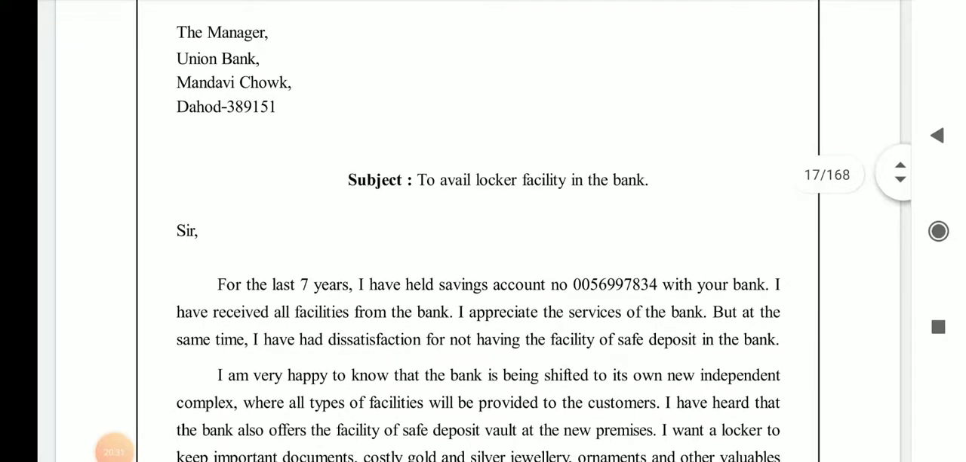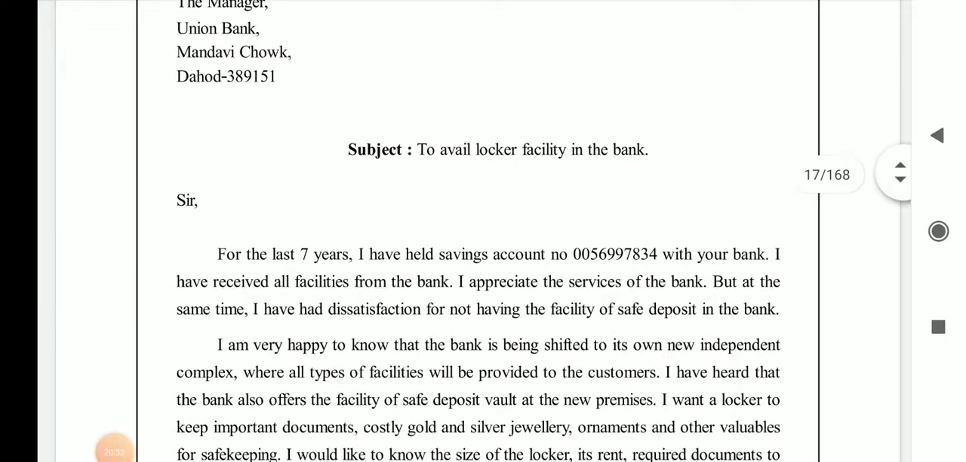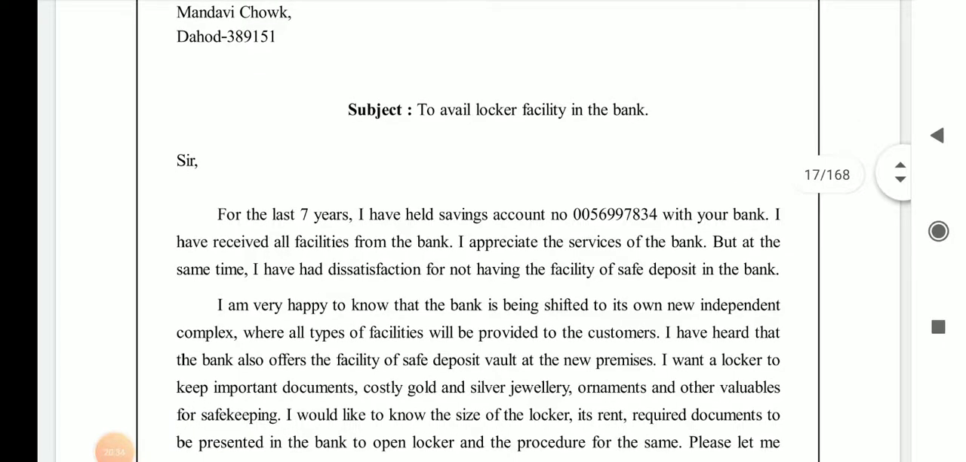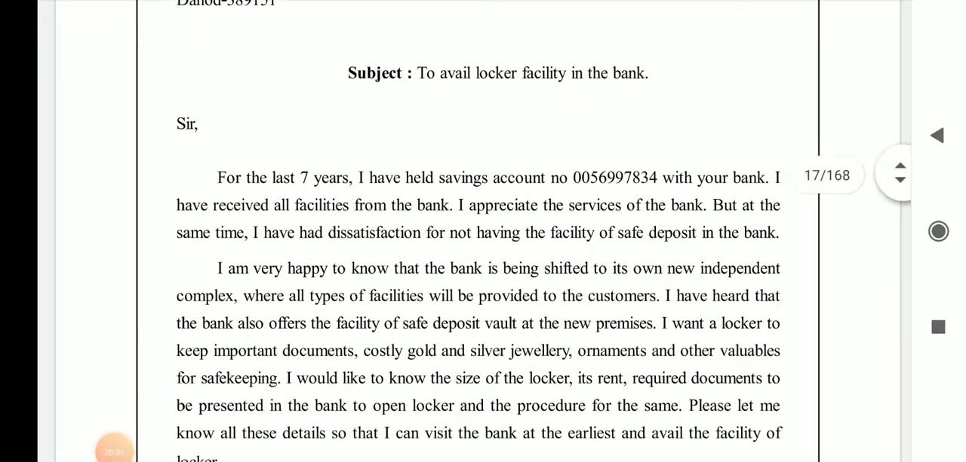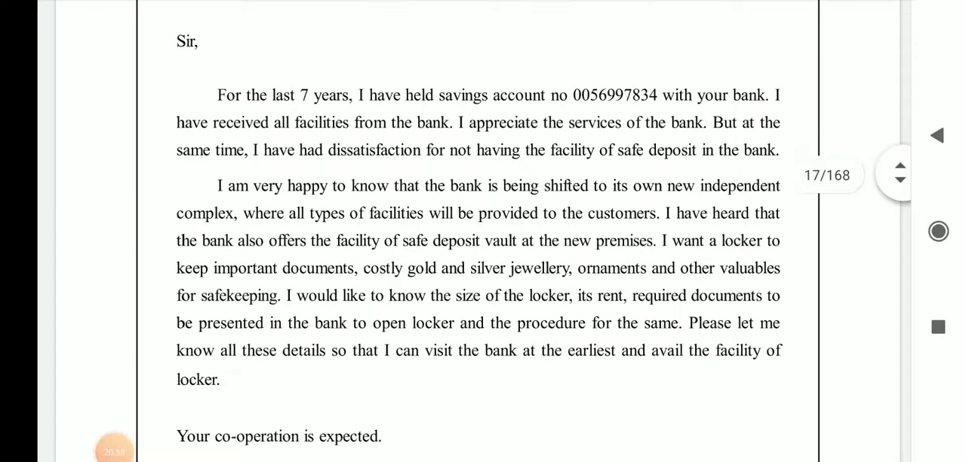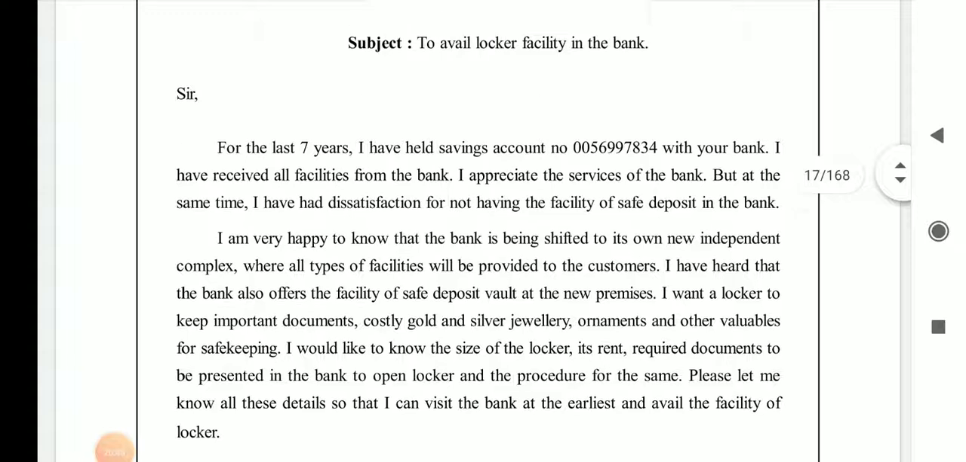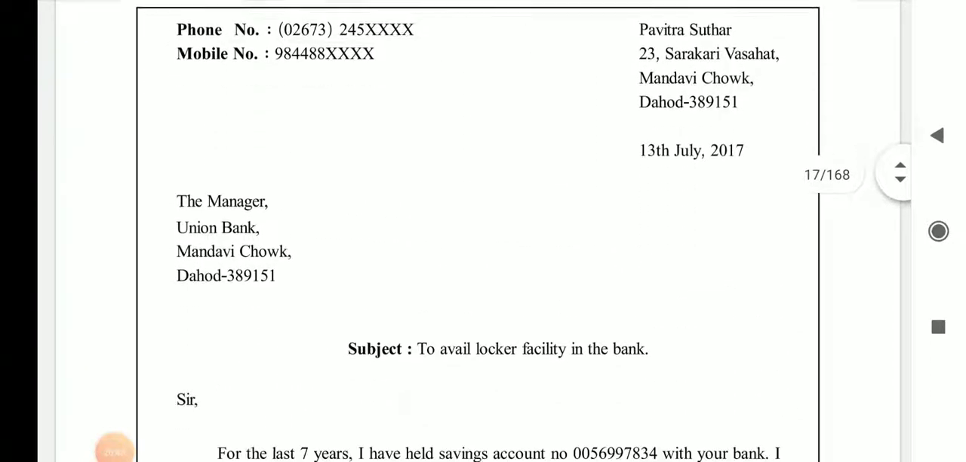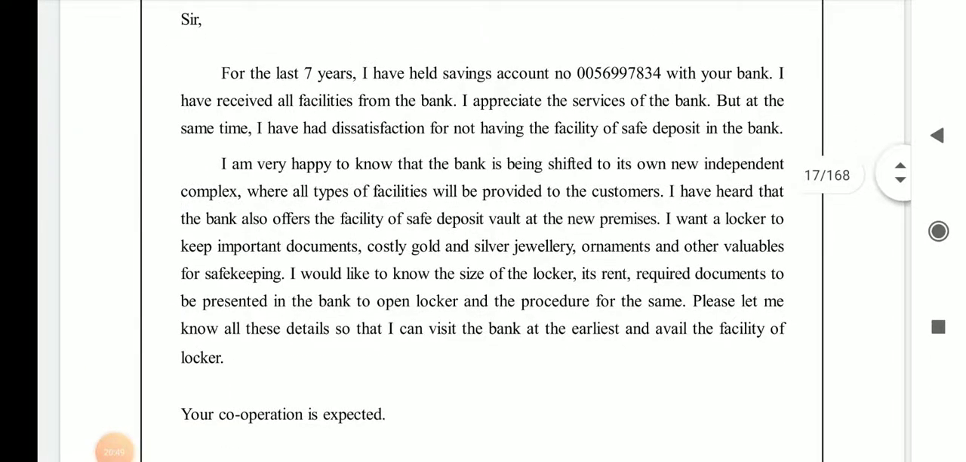Subject: to avail the locker facility in the bank. That means a person wants a locker facility. Sir is the salutation. For the last 7 years, I have held a saving account with your bank. That means this lady has had a saving account for the last 7 years.